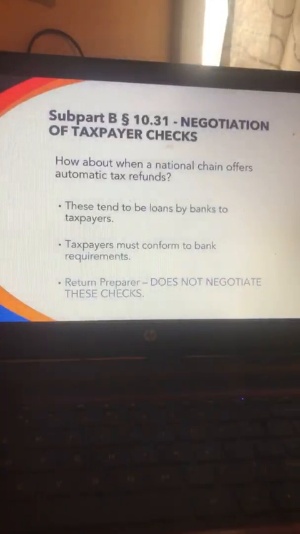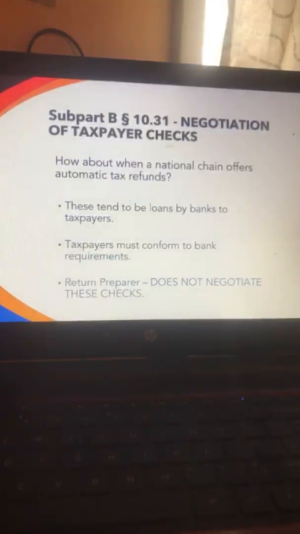Okay, staying on section 10.31. I'm on slide 41. How about when a national chain offers a tax refund? In reality, in fine print, these tend to be loans by banks to taxpayers. So even though they think they're getting an anticipated refund, they're really getting a loan from a lending institution.